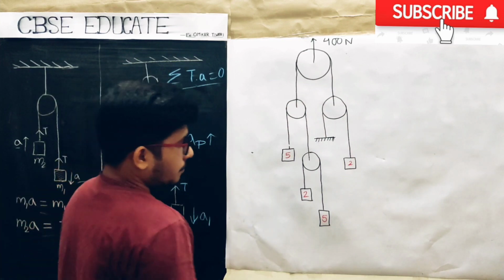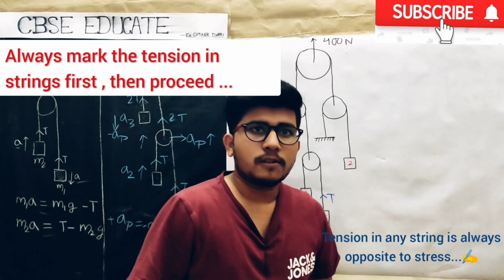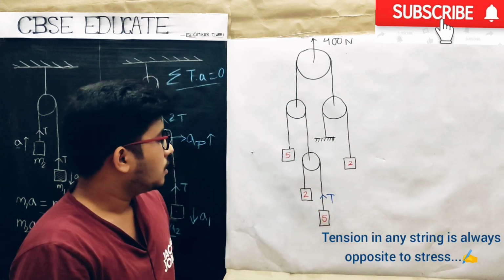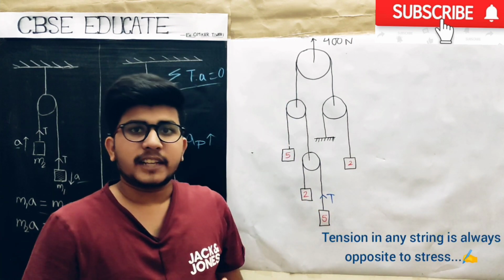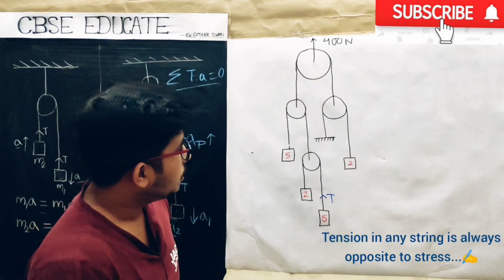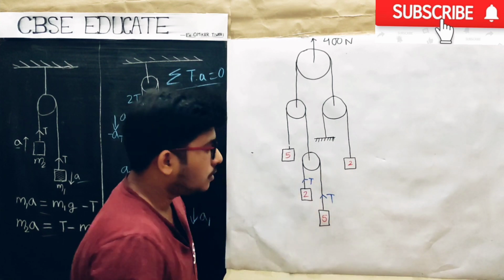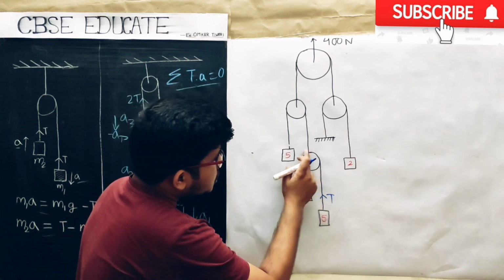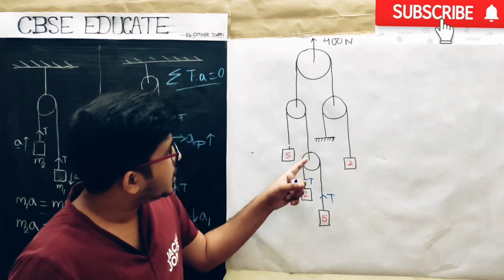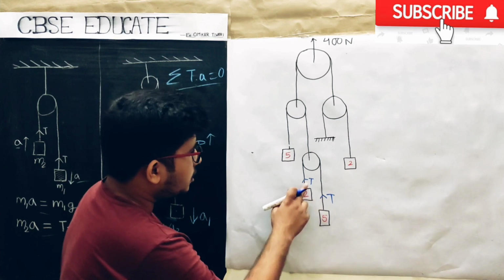Now, in such questions, what you have to do first is distribute the tension across the whole system. Here is tension T, so this will also become T. Why? Because the string used is the same. When the string changes, the tension will also change. Here is T, here is T.